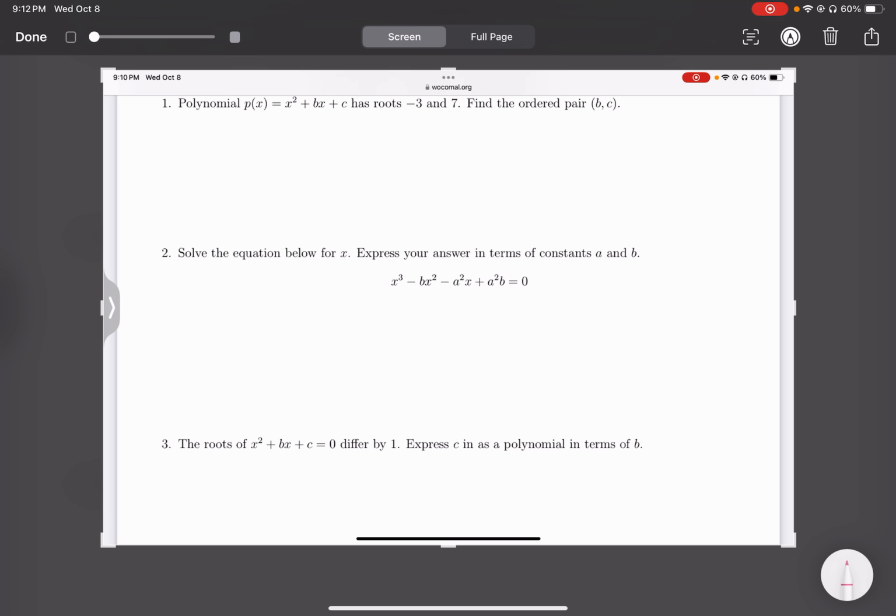So the first, we've got polynomial p of x equals x squared plus bx plus c. It has roots -3 and 7. It's asking us to find the ordered pair b, comma c. So first we have to know a theorem, the Viete theorem.